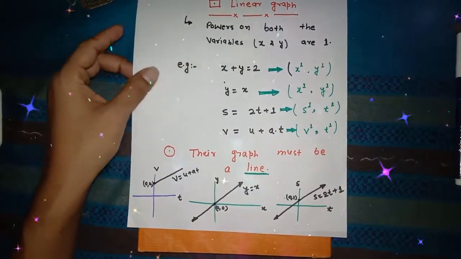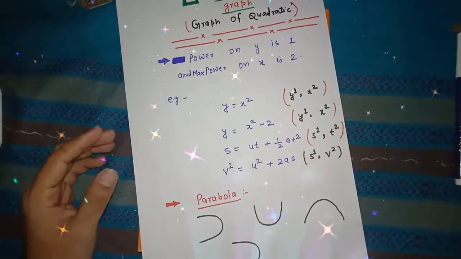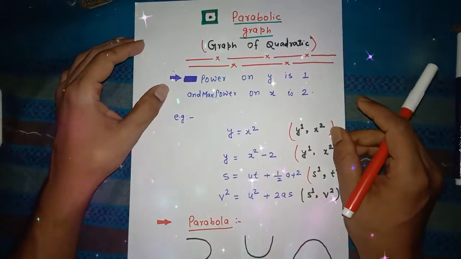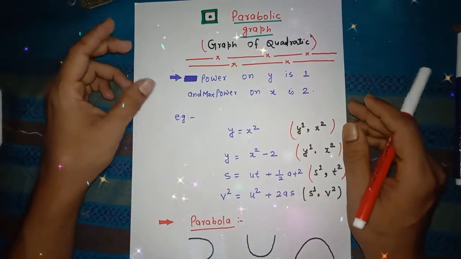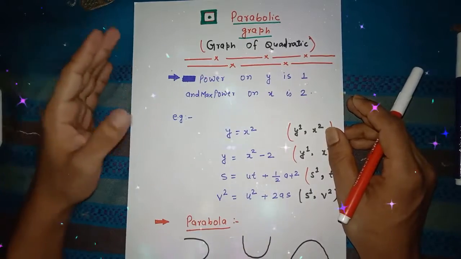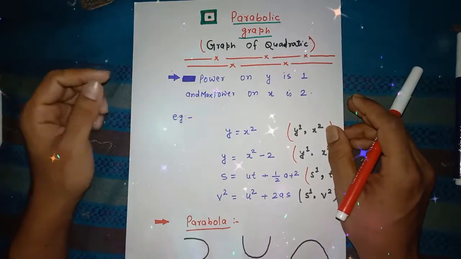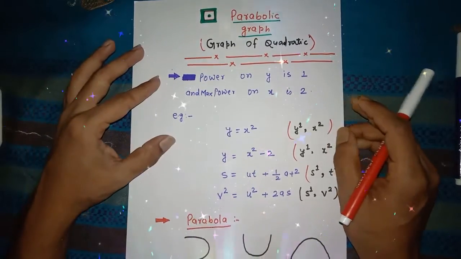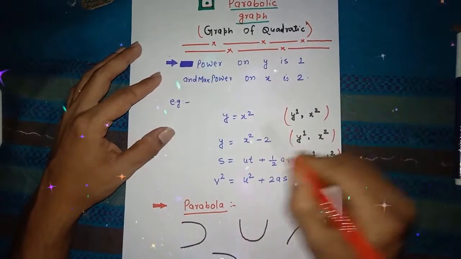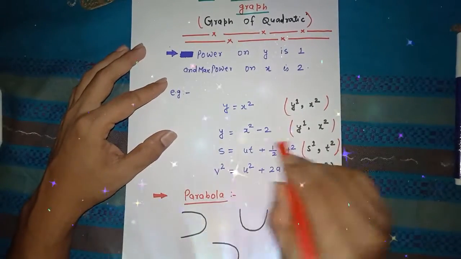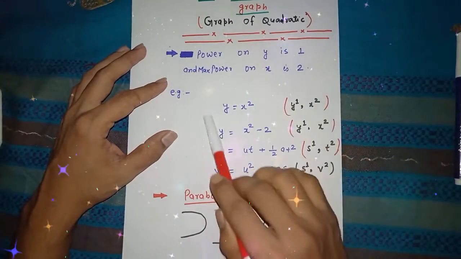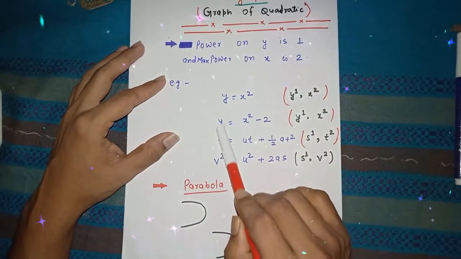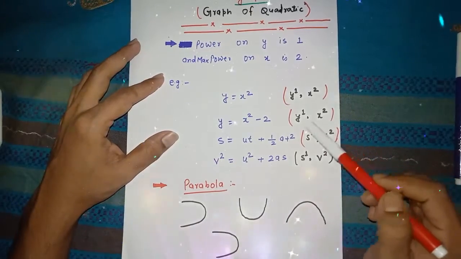Now in this lecture we will deal with another expression, that is the parabolic graph, or graph of a quadratic expression. You already know what a quadratic expression or quadratic equation is: if the power on y is 1 and the maximum power on x is 2, then we say that this kind of expression or equation is a quadratic equation. Here there are examples. Here the power on y is 1 and the power on x is 2. That's why we say that this equation is a quadratic equation. And here too the power on y is 1 and the power on x is 2, so it is a quadratic equation.